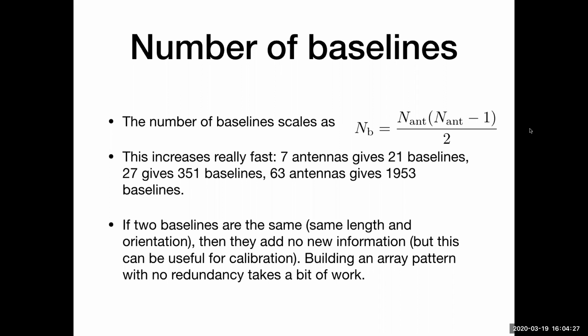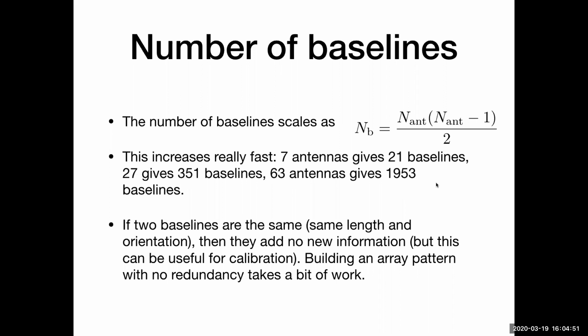And it increases surprisingly fast. If you have 7 antennas, you get 21 baselines. For something like the DRAO synthesis telescope, if you go up to 27 dishes like the VLA, you get 351 baselines at any given time. And if you go up to something like 63 antennas, something like LOFAR, you get almost 2,000 baselines. So the amount of information grows really fast.